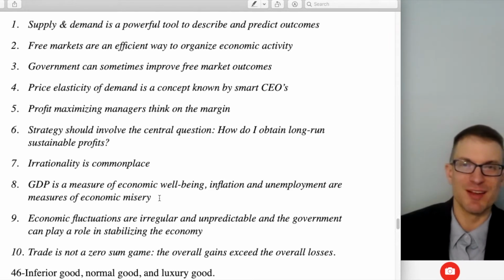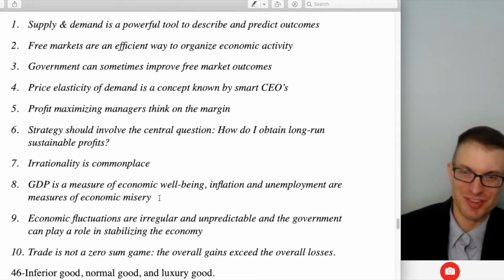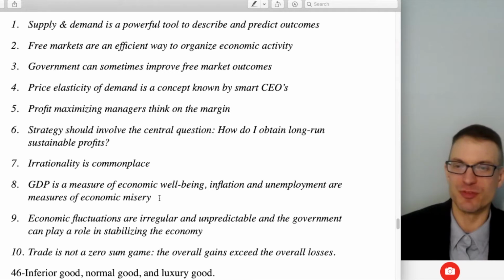Inflation and unemployment mixed together actually give rise to the misery index, which I believe is from Okun, O-K-U-N, a famous economist.